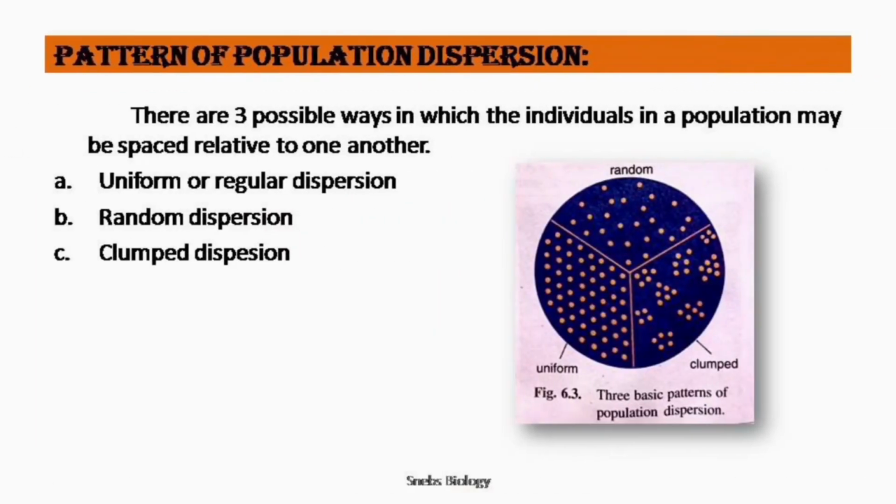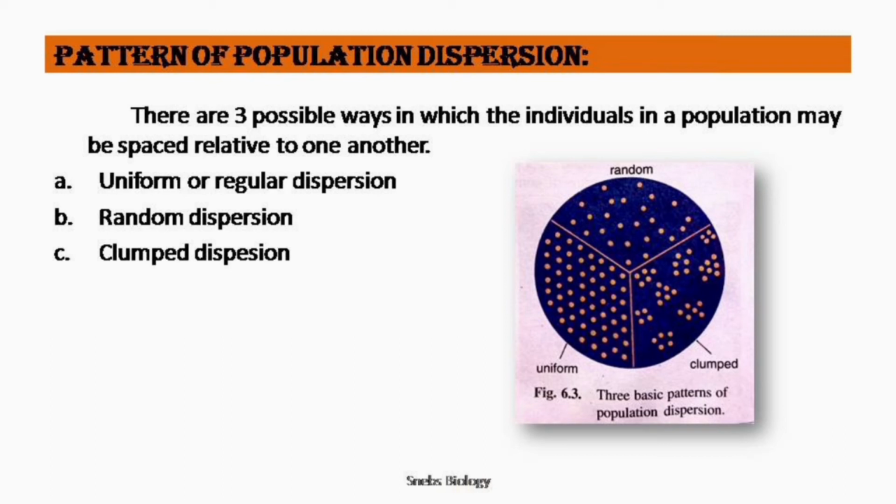Next comes another population attribute, that is pattern of population dispersion. So there are three possible ways in which the individuals in a population may be spaced relative to one another. It may be uniform or regular. Second is it may be random. Third is it may be clumped. In regular dispersion, the individuals are more or less spaced at equal distance from one another. This is rare in nature, but it is found in croplands.